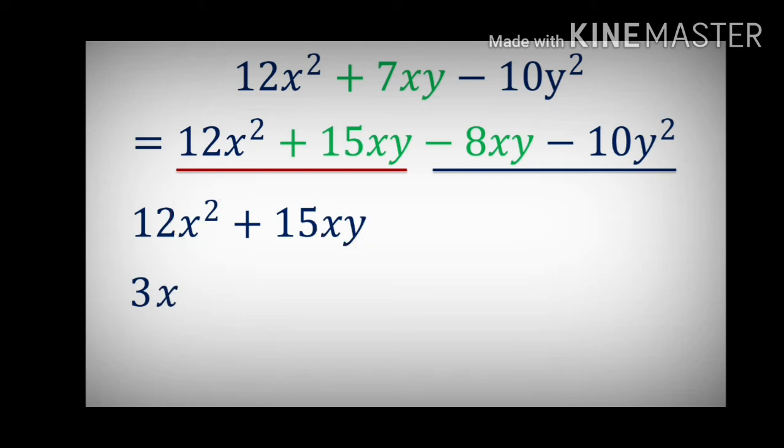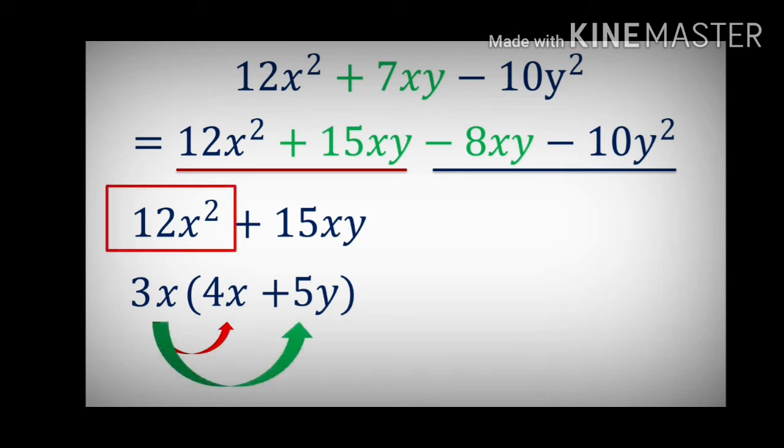Now, from the first term, we will take out 3x. So 3x into 4x will get 12x squared. Similarly, how to get the second term, that is 15xy? 3x into 5y. You can see here, 3x into 4x is 12x squared and 3x into 5y is 15xy. So our taking out common is correct here. So you have to keep on checking like this.